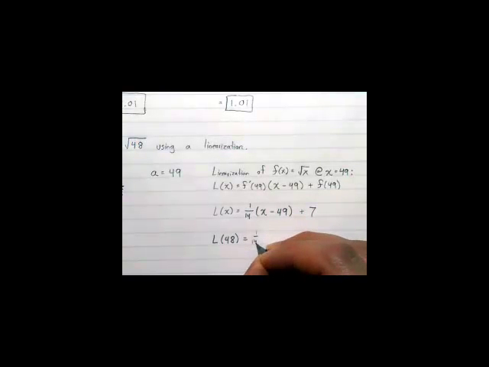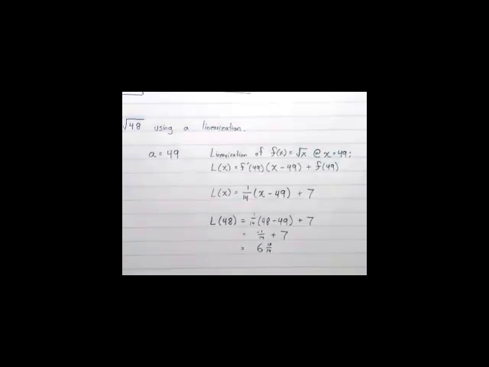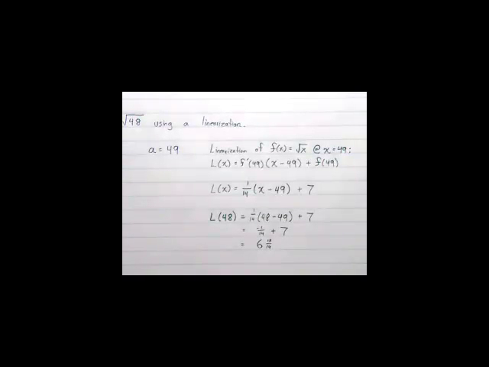So it's 1/14 times 48 minus 49 plus 7. All right, well, 48 minus 49, that's negative 1. So it's going to be negative 1/14 plus 7, which gets you, what will it be, 6 and 13/14. So it's 13/14 there, not 18. Sorry, it's kind of small.